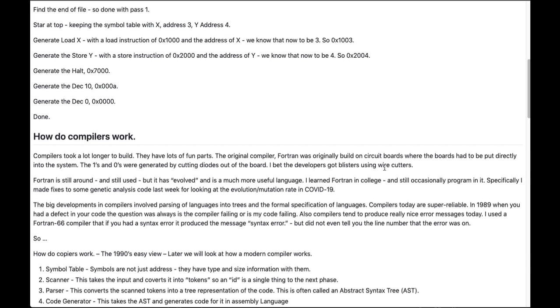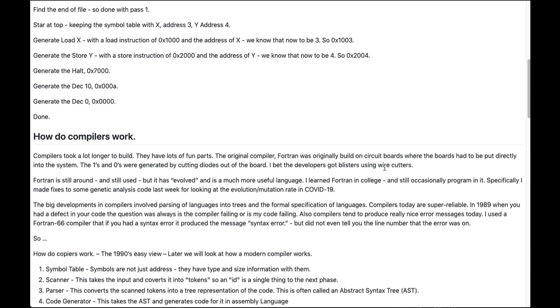And we generate that. A store instruction is a 0x2000, 2000 hex, and it's storing in Y, so we know the address of Y from the first pass is 4, so we're going to generate 2004 hex. The halt instruction is just a straight 7000. The generate for the decimal 10 is a 00A instruction. And the generate for the decimal zero is a bunch of zeros, and we're done. So that gives us our little tiny program.